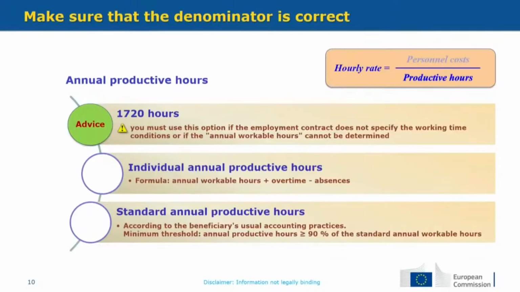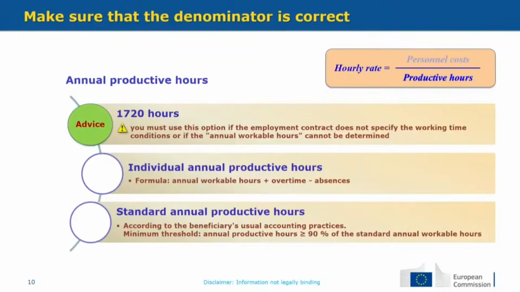For individual annual productive hours, this option 2 to calculate productive hours, basically the formula should be used, the formula which is well explained in the annotated grant agreement. So to calculate this annual individual productive hours by first calculating the annual workable hours and deducting, of course, absences and adding also overtime.